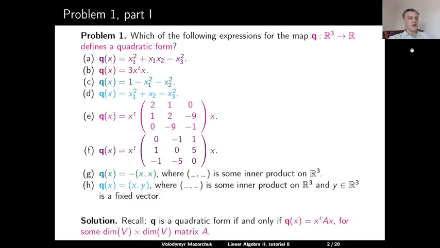Solution. Recall first that Q is a quadratic form if and only if we can write Q of x as x transposed times A times x for some matrix A whose size is dimension of V times dimension of V. So now let us look at each of these questions separately, one by one.